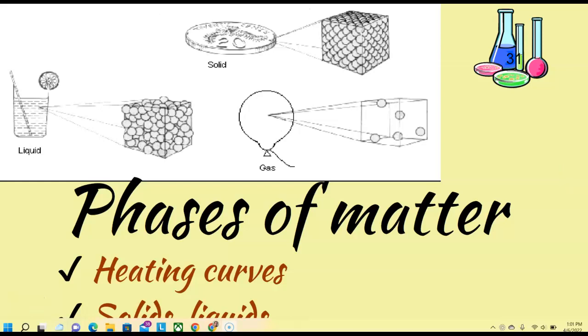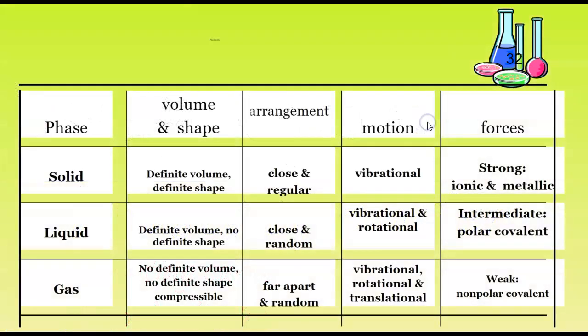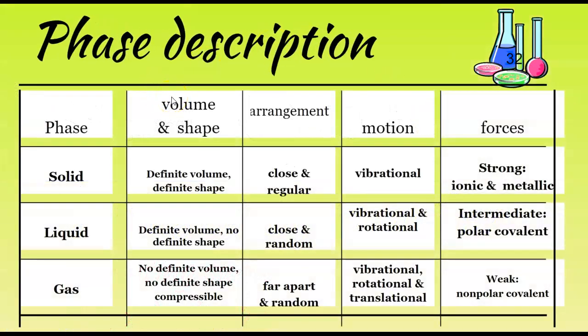All right, so now we're going to start on the new unit. It's phases of matter. We're going to start looking at the heating curves and calorimetry. So first off, phase descriptions. We have certain phases. We know there are four main phases. We're going to only look at three: the solid, liquid, gas.